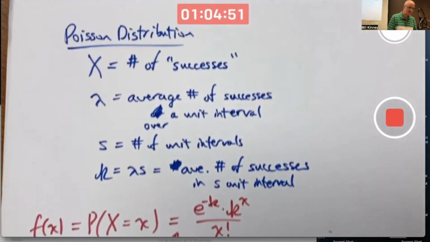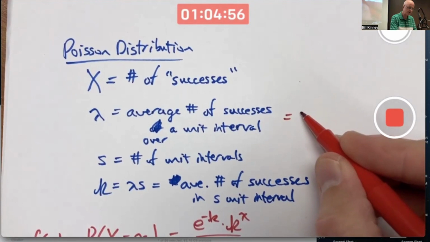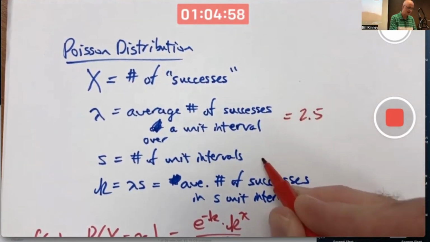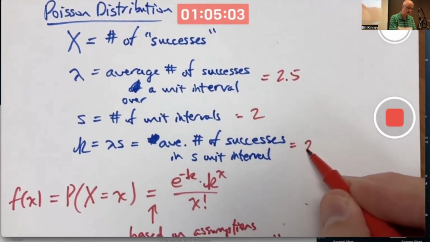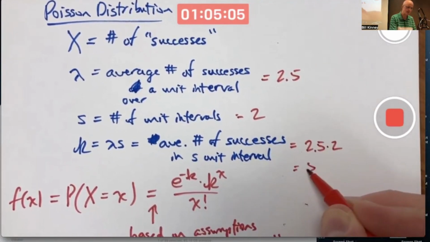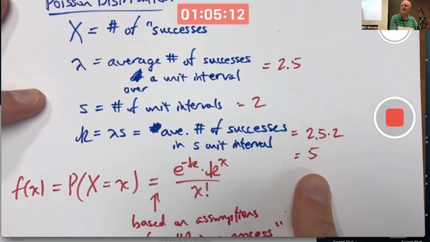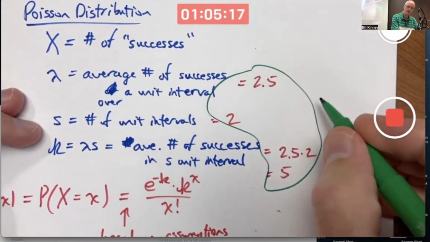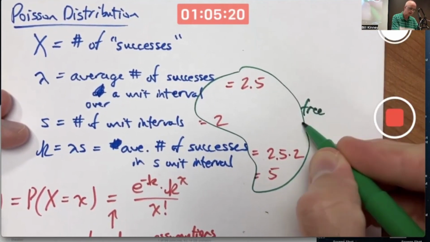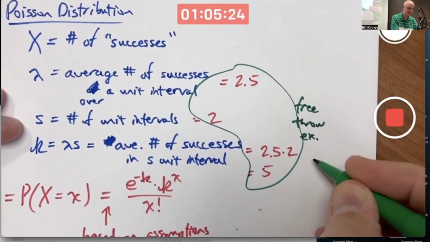So if I'm pretending that my average number of successes over 1 minute is 2.5, and I've got 2-minute time intervals, that means this is 2.5 times 2. I would imagine averaging 5 successes over a 2-minute time interval. This is my free throw example, where time is measured in minutes.